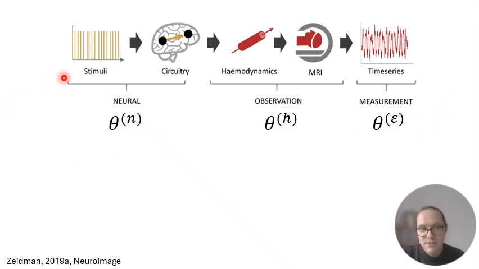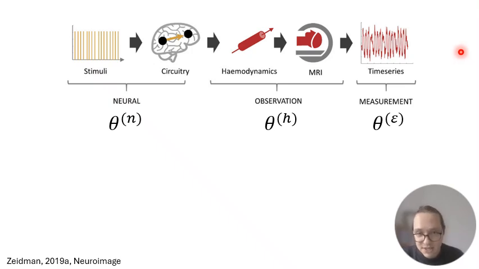We've got our experimental stimuli here, driving connections between regions within the neural model. We've then got our hemodynamic model explaining how these changes in circuitry are driving hemodynamic changes and the BOLD response, and how this is then measurable and the kind of measurement noise that we might expect to be associated.